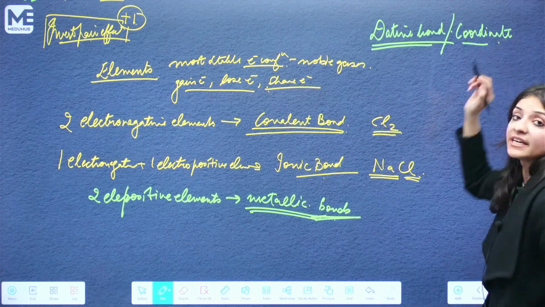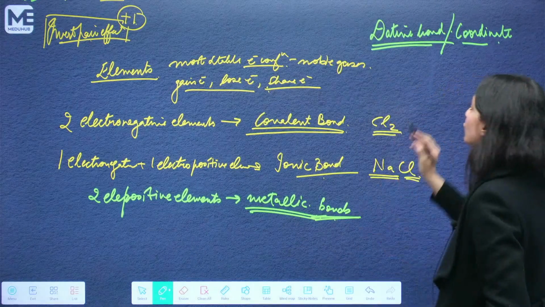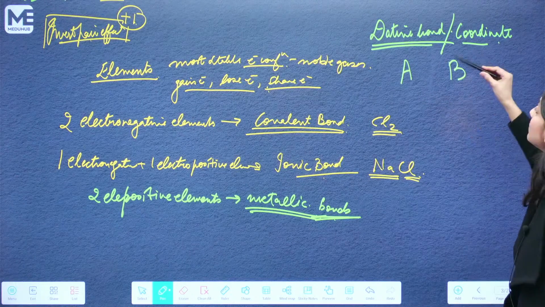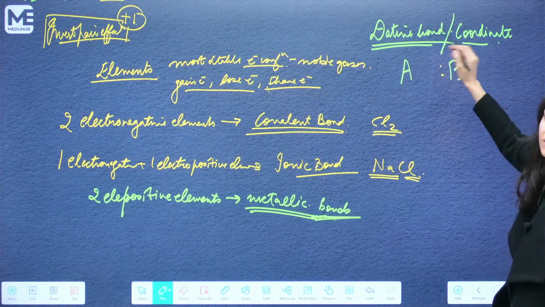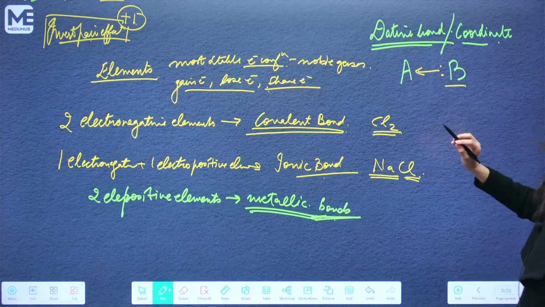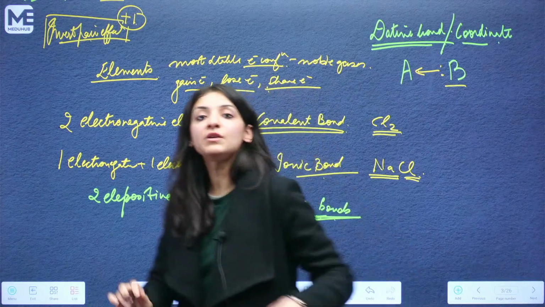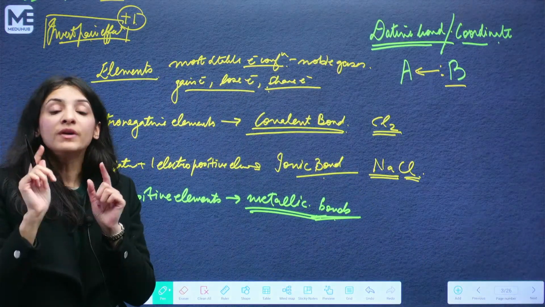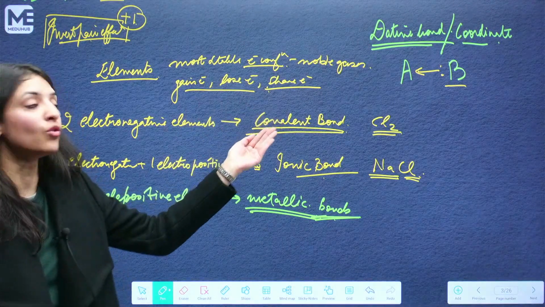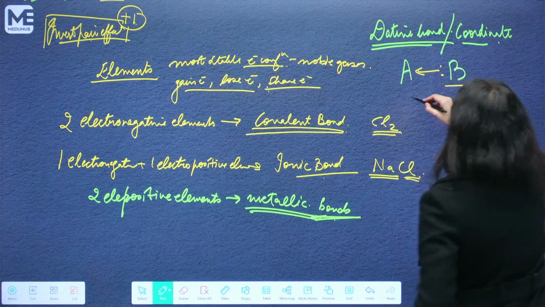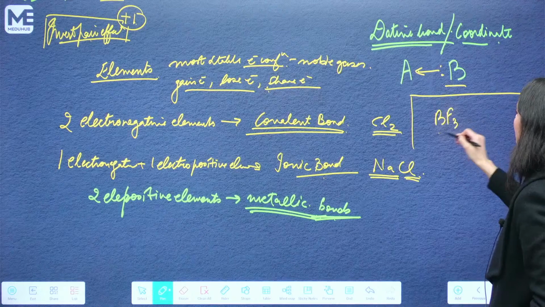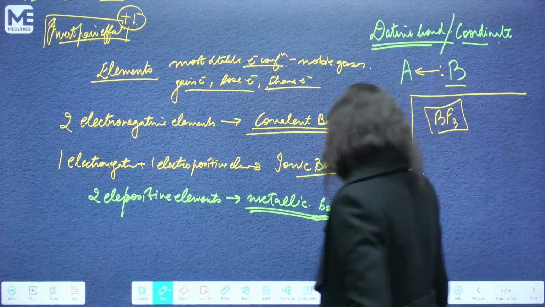So what exactly is a dative bond? A dative bond is a type of covalent bond only, but in this case, let's say we have two elements A and B. The pair of electrons that is shared between the two comes exclusively from one element, like this. Okay, once a dative bond is formed, it is not different from a covalent bond. It only differs in the way in which it was formed. Once it is formed, it is exactly like a covalent bond. So this is a dative bond. We'll be discussing a very interesting case of dative bond in the case of BF3 further down the discussion. All right.